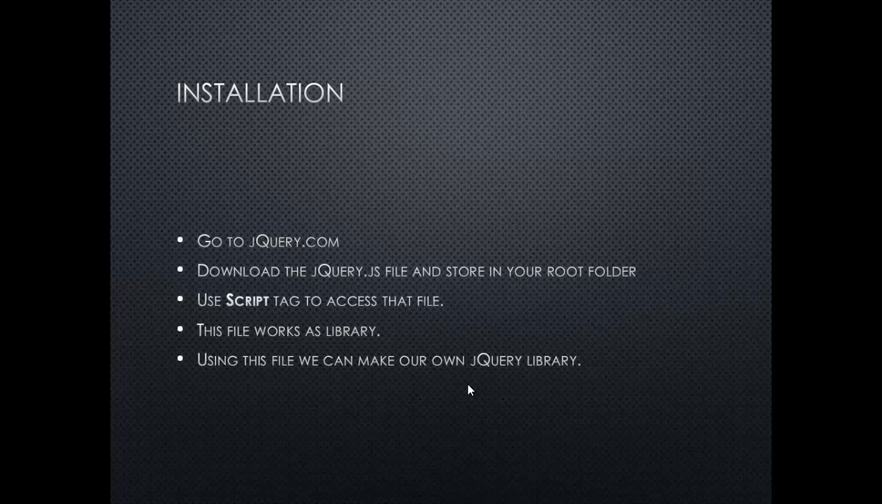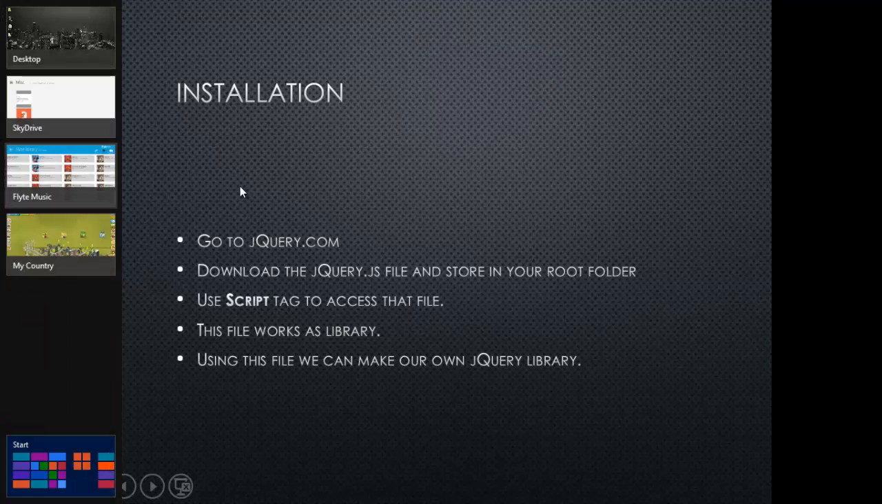So let's see how we're going to start with jQuery. First thing is installation. Go to jQuery.com and download the jQuery.js file, store it in the root folder, and use a script tag to access the file. This file works as a library, so you can make your own jQuery library.